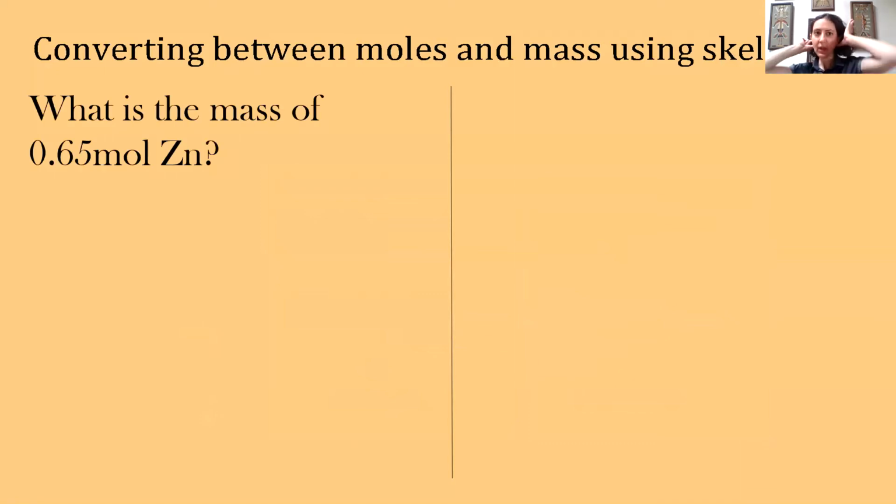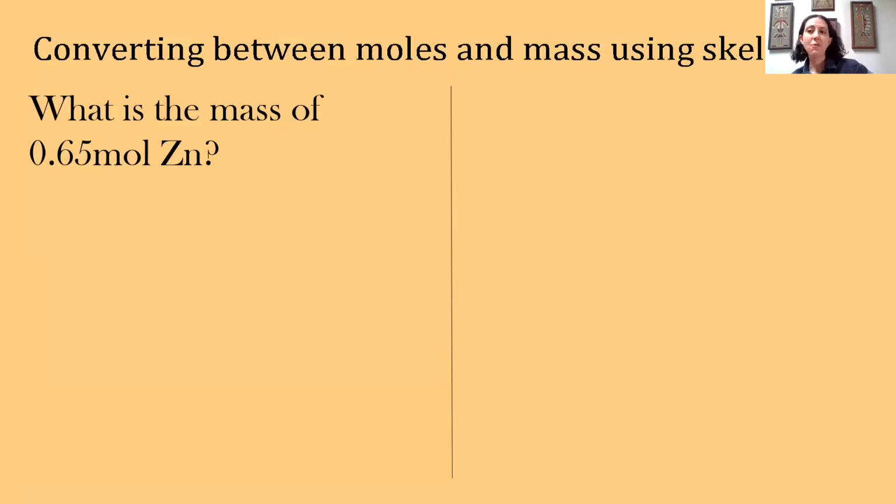So here's an example. What is the mass of 0.65 moles of zinc? When you are trying to solve this problem, you've got to think about what we are starting with and what we should be ending up with. Well, in this case, we're talking about zinc, and we want to convert from moles to mass. So you've got to think for a second, what are the units for mass? The units for mass in the SI system, the metric system, are always grams. So we're going to go from moles to grams.